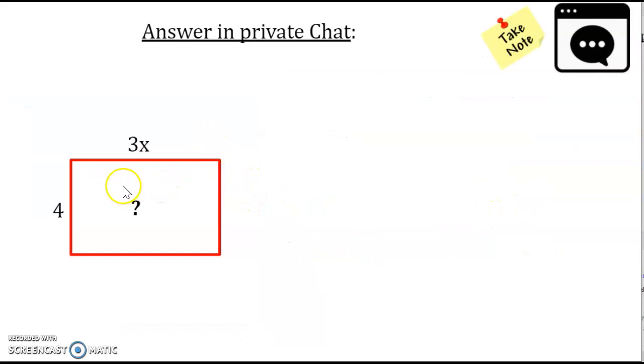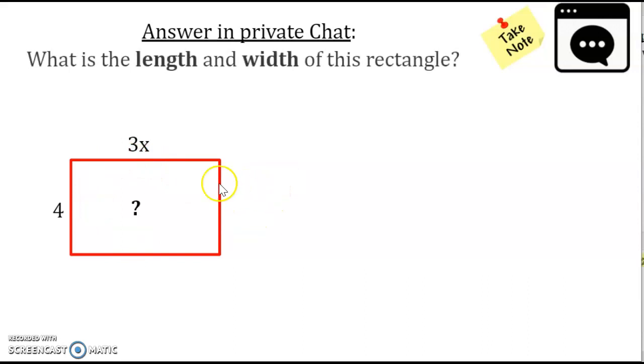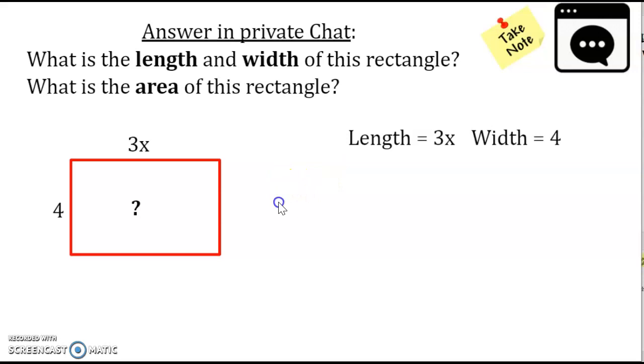I want you to tell me in private chat, if I have this rectangle and I am told now the length is 3x, 3 times x is my length and the width is 4. Before we just multiply length and width to find the area, what is the area of this red rectangle now? Okay, so length is 3x, width is 4, so you just multiply the two together and you get 3x times 4, which is 12x. So I know the area is 12x units squared.